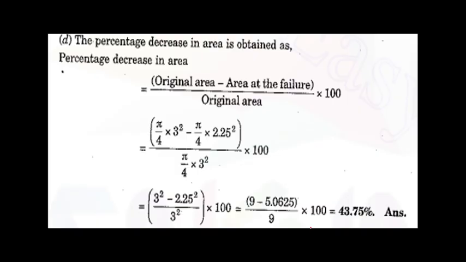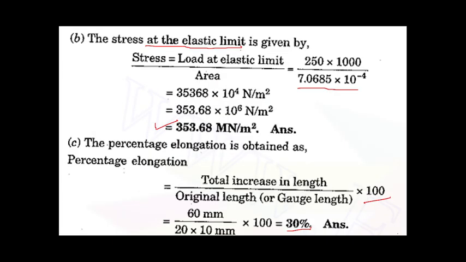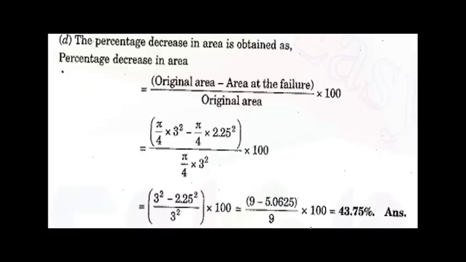Percentage decrease in the area. You all know what is percentage decrease. This is the percentage elongation. Total increase is change in length plus original length. So percentage decrease is also original area minus area at failure upon original area. Change in area divided by original area. Okay, final value minus initial value upon initial value. You will get the value of percentage decrease.